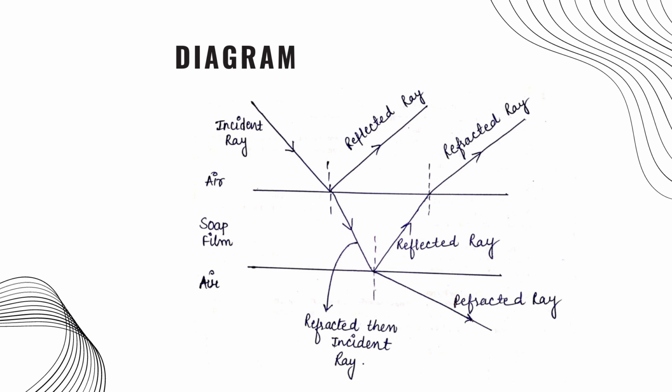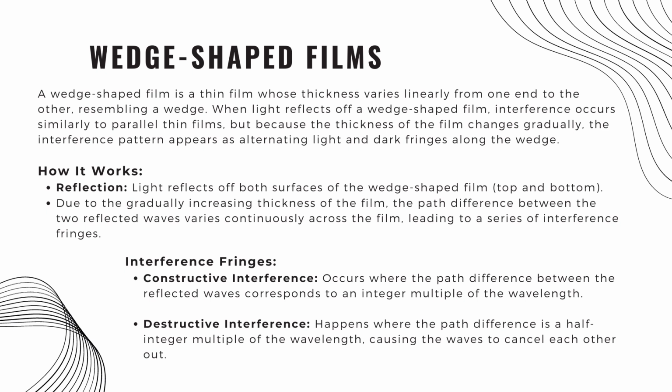As a result, a phase shift is observed. A wedge-shaped film is a thin film whose thickness varies linearly from one end to the other, resembling a wedge. When light reflects off a wedge-shaped film, interference occurs similarly to parallel thin films, but because the thickness of the film changes gradually, the interference pattern appears as alternating light and dark fringes along the wedge.